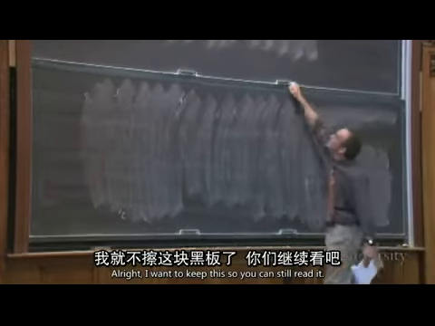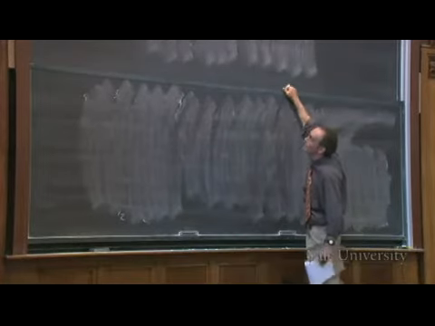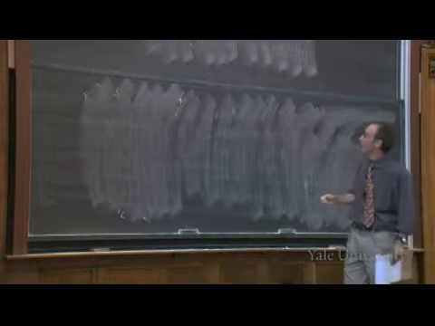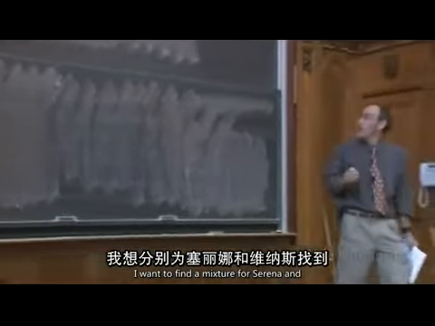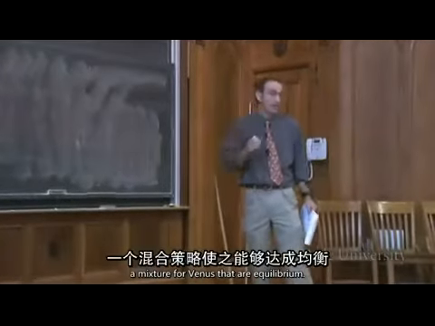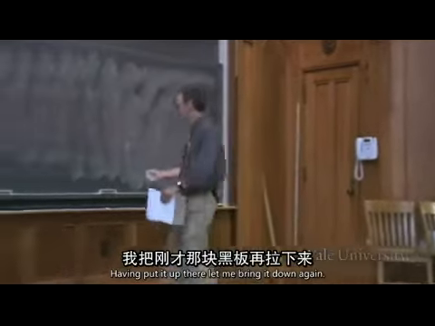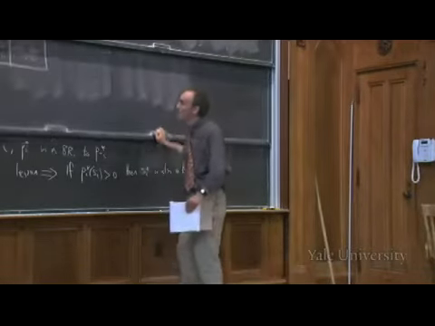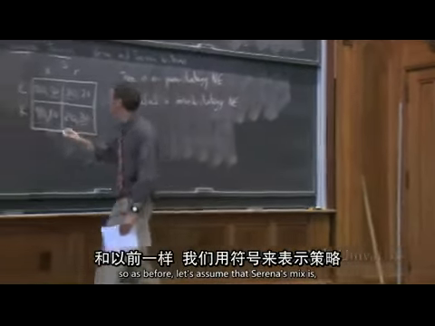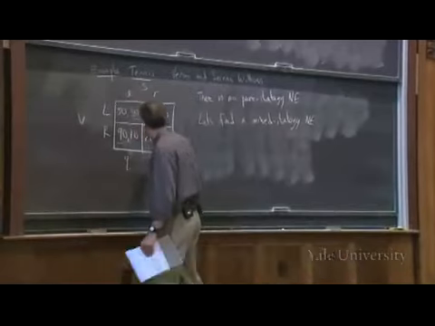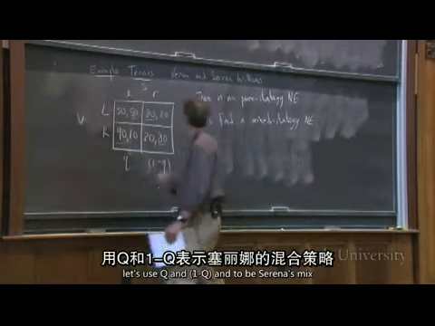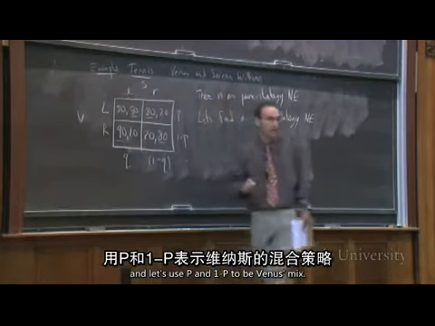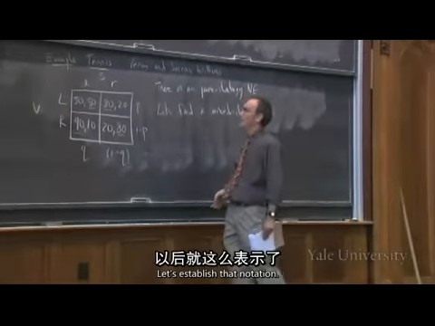Right, so I want to keep this so you can still read it. Let me bring it down a bit. Can people still read it? Okay. So what I want to do is find a mixture for Serena and a mixture for Venus that are equilibrium. All right, and having just put it up there, let me bring it down again. This was not so intelligent of me. I actually want to bring in some notation. So as before, let's use Q and 1 minus Q to be Serena's mix, and let's use P and 1 minus P to be Venus's mix. Okay, let's establish that notation.